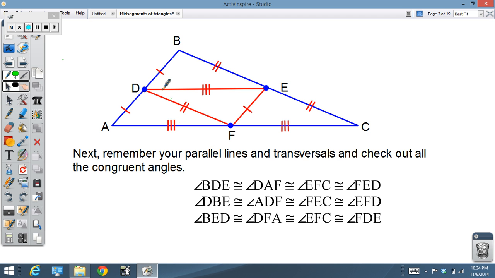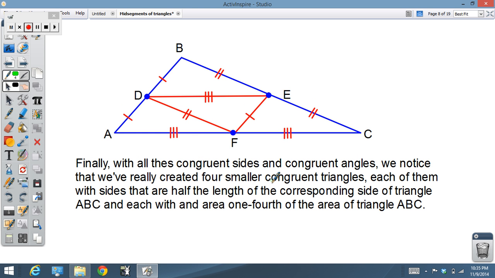Angles are still congruent. That one, that one, that one, and actually this one will all be congruent. Next, that, and that will all be congruent. Finally, 1, 2, 3 in each of these. So we've got a boatload of congruent angles, congruent sides, basically congruent triangles, guys. Notice what we've got: all these congruent sides and congruent angles.